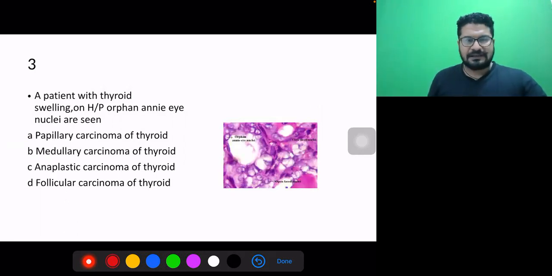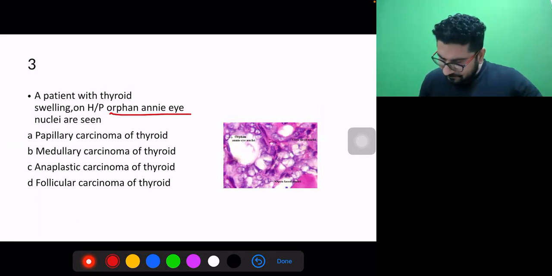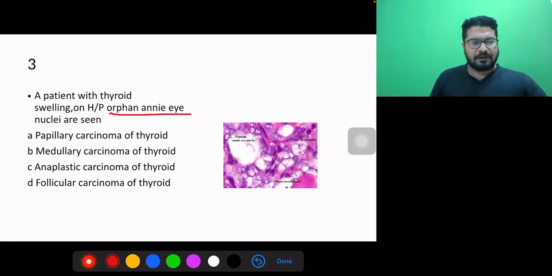Then you can see a patient with thyroid swelling. On histopathology, you will find Orphan Annie-eye nucleus. This is the biggest hint that they are giving you, so remember this Orphan Annie-eye nucleus. It is just because of artifact. It is not a normal routine finding, but it's an artifact which is seen in most routine cases of thyroid cancer. This is suggestive of papillary carcinoma of thyroid, and this is your most common thyroid carcinoma.